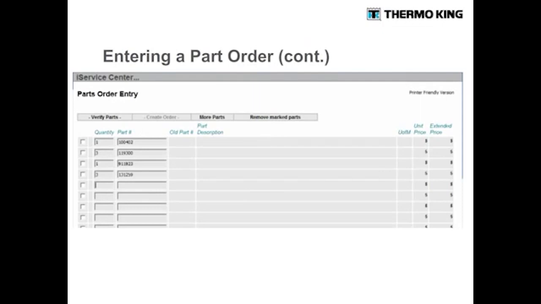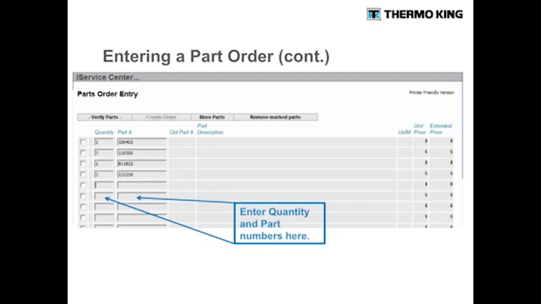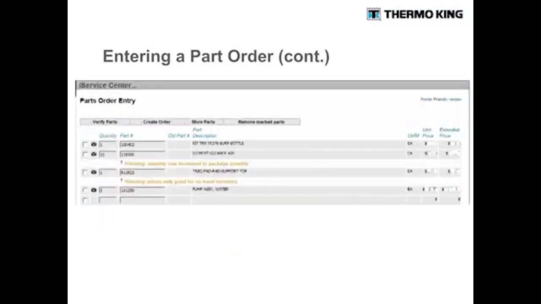Clicking on New Order will bring you directly to the order entry screen as shown here. Simply enter the quantity and the Thermo King part number in the identified fields and click Verify Parts. There is no limit to the number of parts you can place on an order.